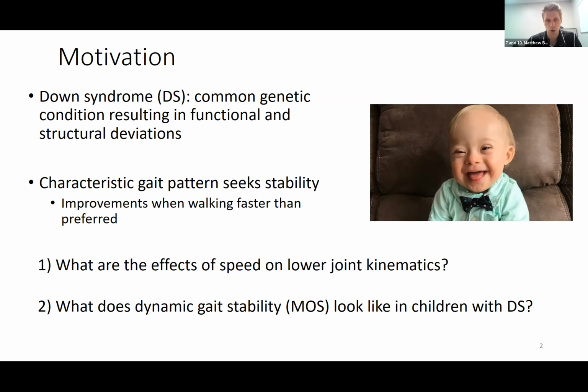However, in the literature, there have been shown to be improvements when these individuals are challenged to walk faster than their preferred speed. So our main questions were twofold. First, we wanted to look at what the effects of speed were on their lower joint kinematics, so looking at their gait strategy, as well as evaluating a measure of dynamic gait stability, margin of stability, to get a little bit more of an idea of this gait pattern that seeks stability.